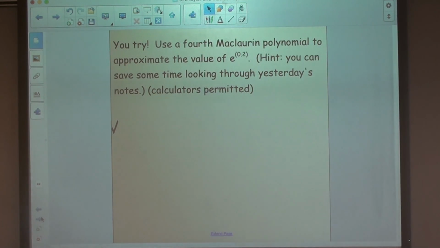Why are we just finding the value then? Don't answer that, it'll make me mad. Because there's all kinds of wonderful applications for using approximations of functions, right? Rather than actually using the functions.